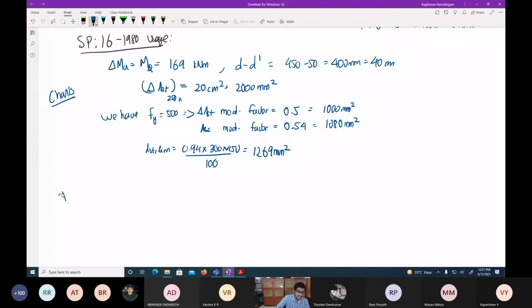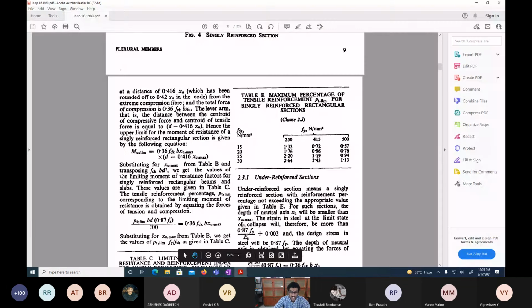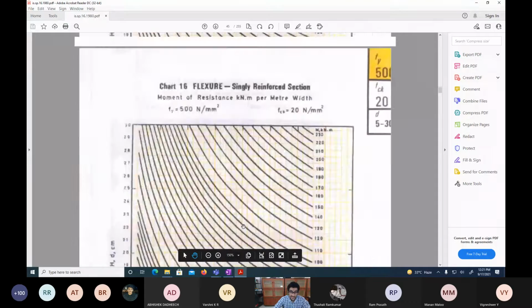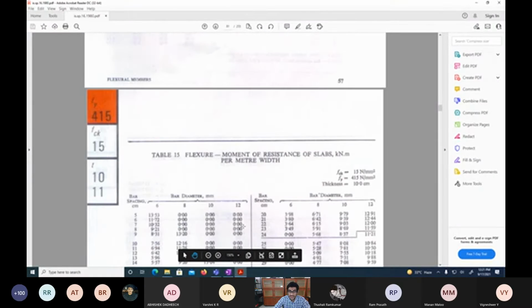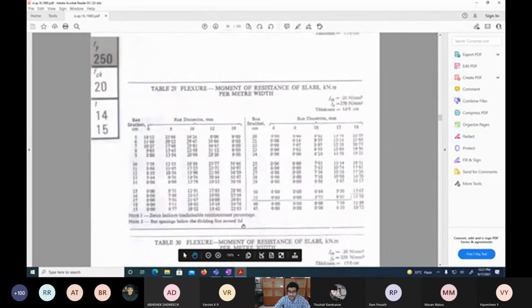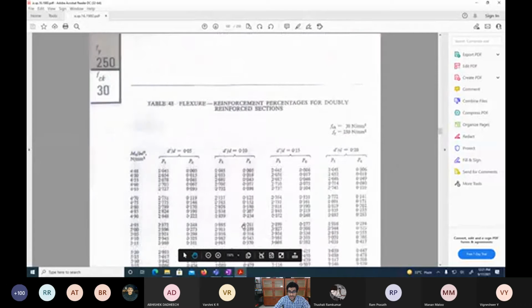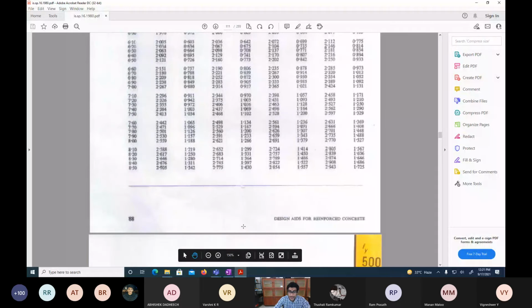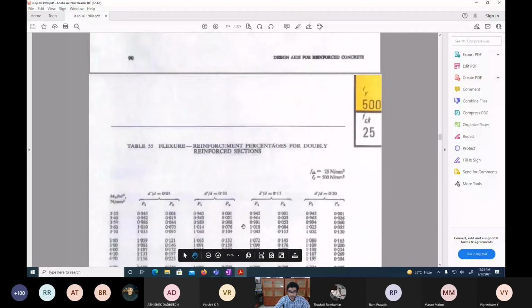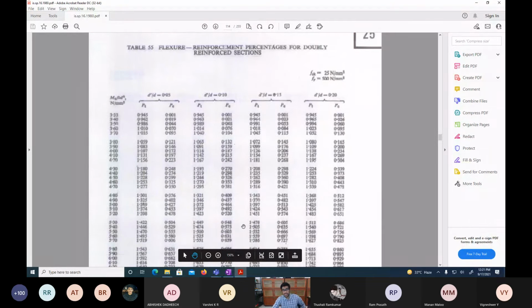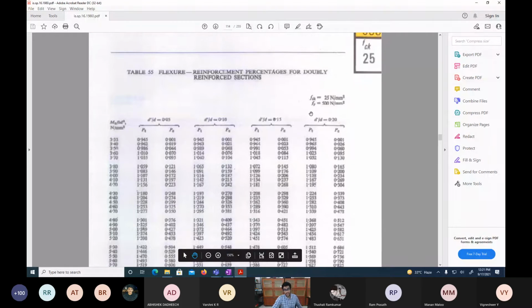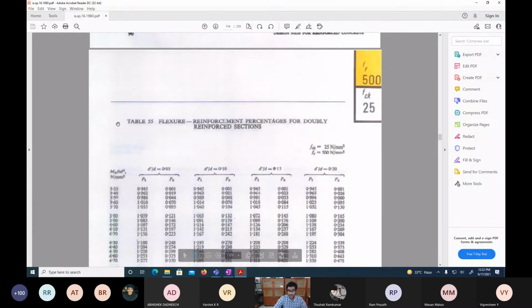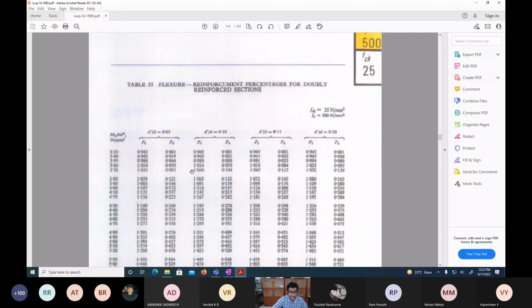Okay, in SP16 using tables, this is much simpler and smaller than this. And I'll very quickly go there. Yeah, so flexure reinforcement percentages for doubly reinforced sections, FCK25, F500. For this particular grade of steel and concrete, the table number is 55. Different grades of steel and concrete will have a different table number. So here it's pretty easy.